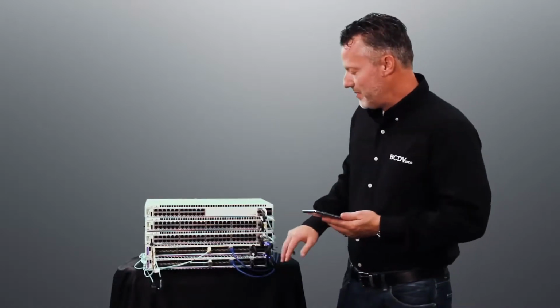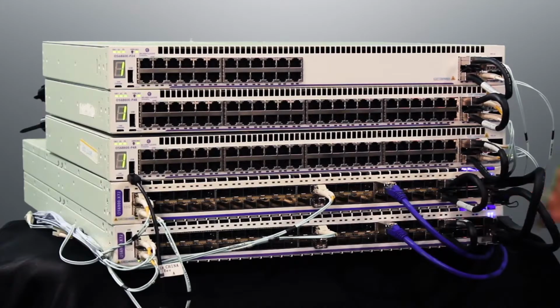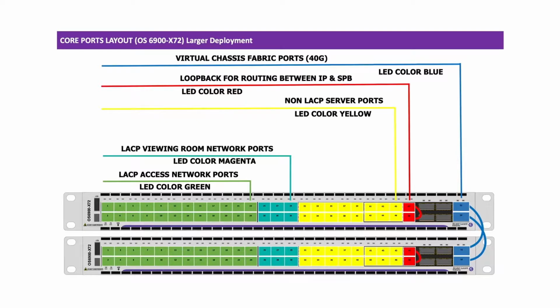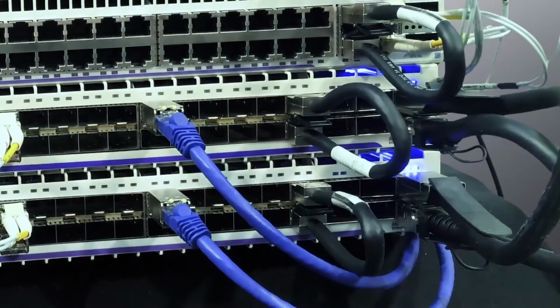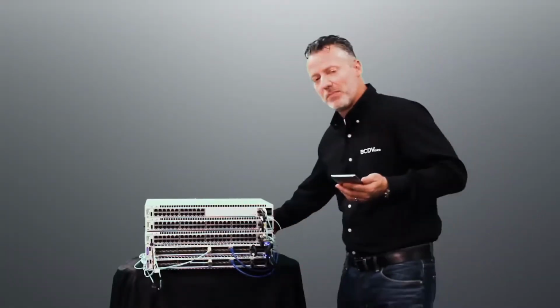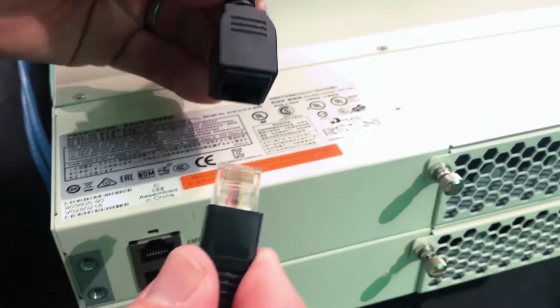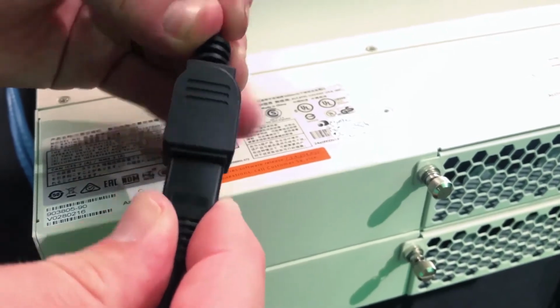Prior to the first step, interconnect the two cores and power them on, allowing them to form a virtual chassis. Once the switches have formed a virtual chassis, you will see the indicated blue lights. Simply take your supplied dongle, plug it into the console port, and launch the BCDVideo Assistant.